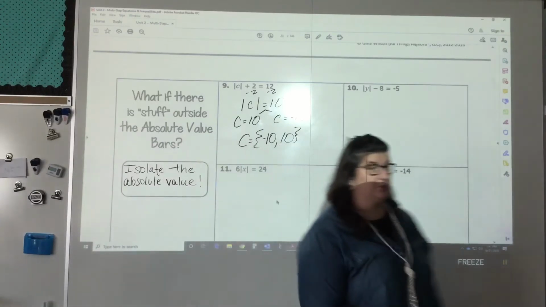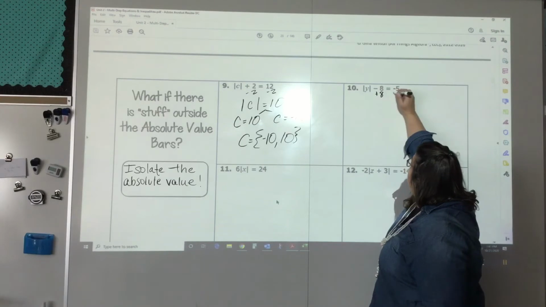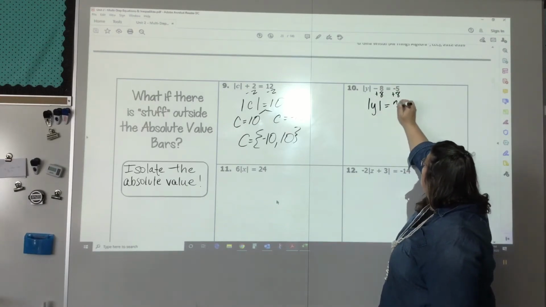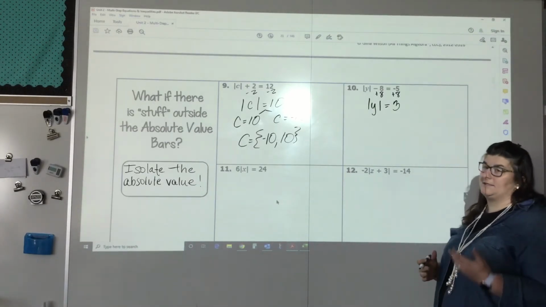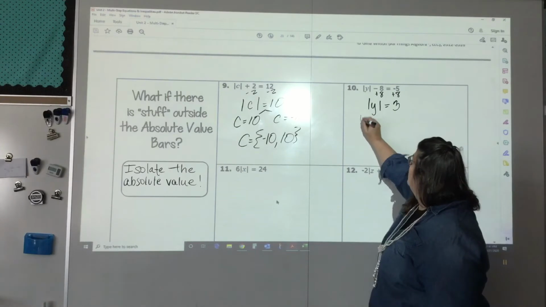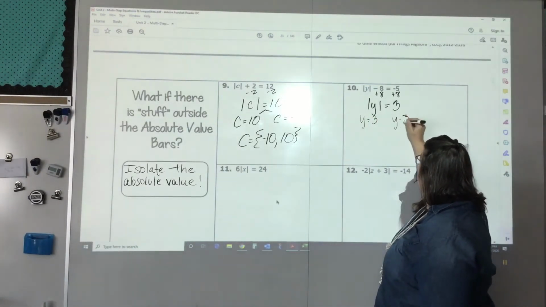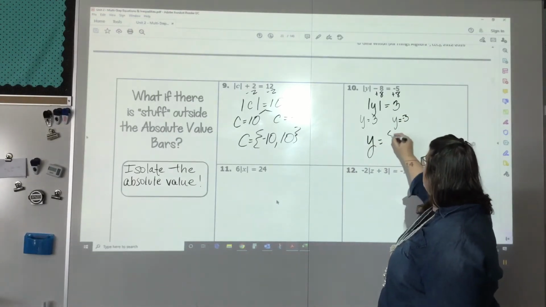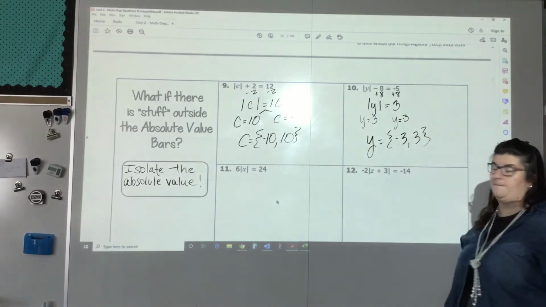Looking at number 10, doing the same thing. We're going to isolate the absolute value, so we're going to add 8 to both sides. Absolute value of y equals 3. Now I can break the absolute value apart and set it equal to 3 and negative 3. So my solution set is negative 3 and 3.